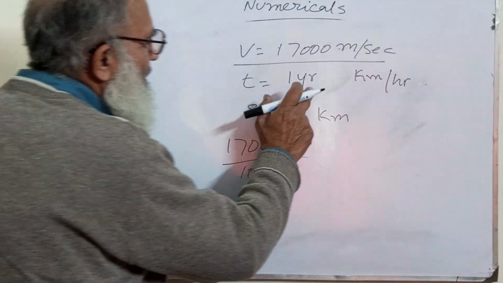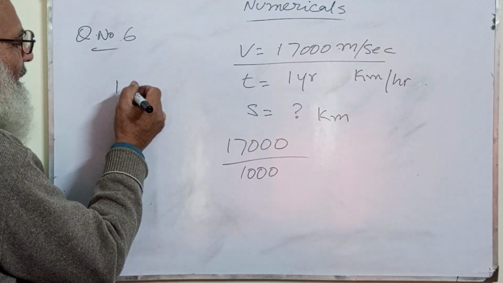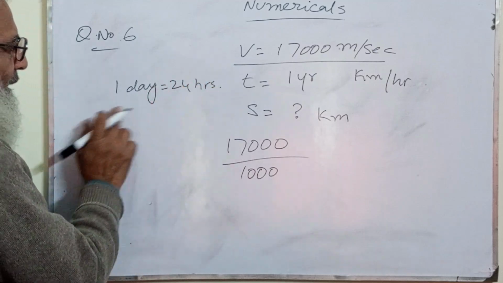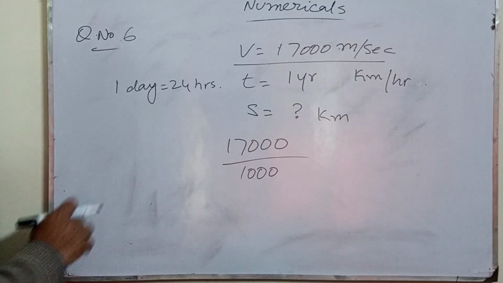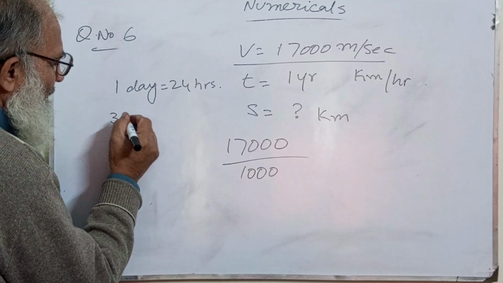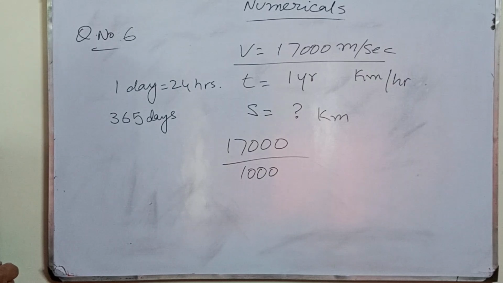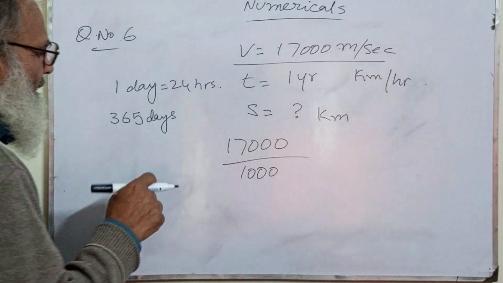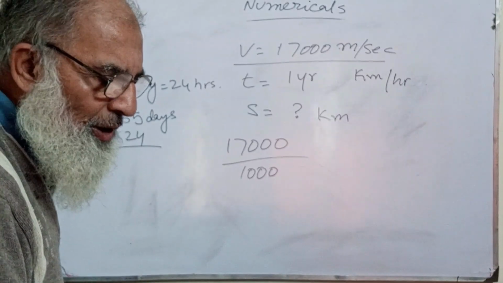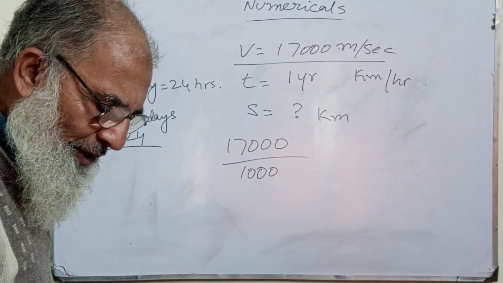Now here the time is 1 year. In 1 day there are 24 hours, and in 1 year there are normally 365 days. There are 366 in a leap year. So just multiply this with 24. So it will become 24 multiplied by 365.